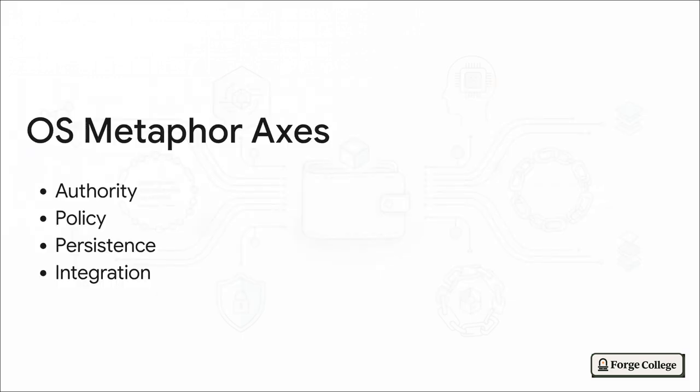To make this super actionable, we can break this OS metaphor down into 4 critical axes. Just think of this as your universal go-to checklist. 1. The authority surface. Basically, who holds the keys to the kernel?